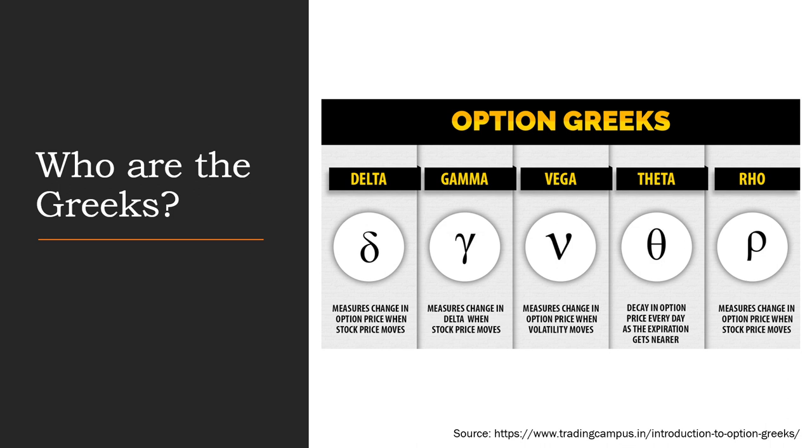Vega. Vega is a measure of the change in option price when volatility moves. So when a stock is really volatile, that means the IV is going to be really high, right? IV is implied volatility, and you'll see that listed in your broker as well. In Robinhood, if you scroll down, it's along with the other Greeks. It'll show you IV and then the percentage. But basically, when IV moves up, usually your contracts should be gaining more value.